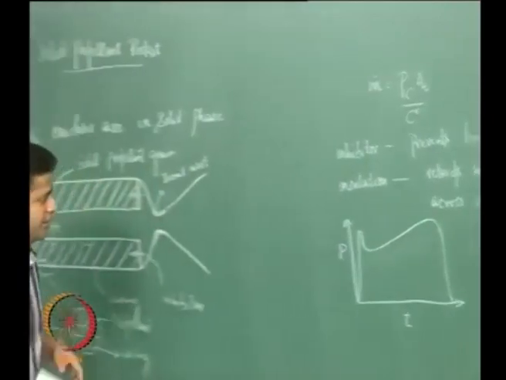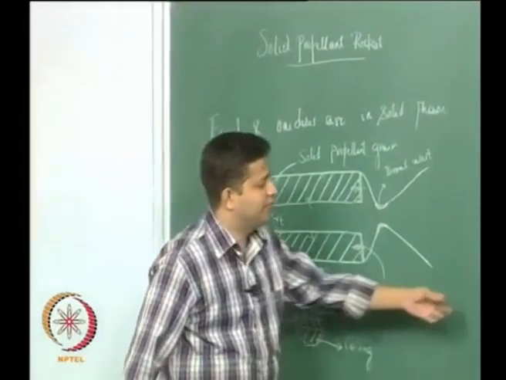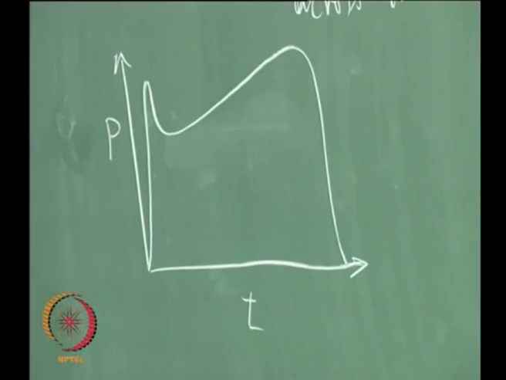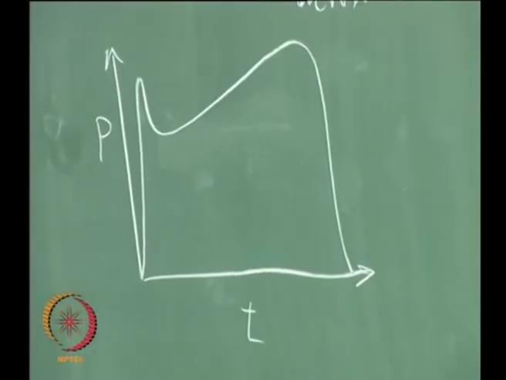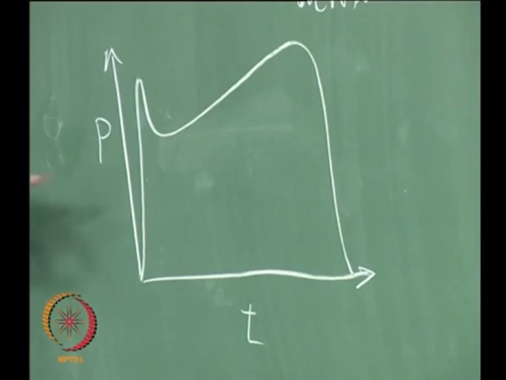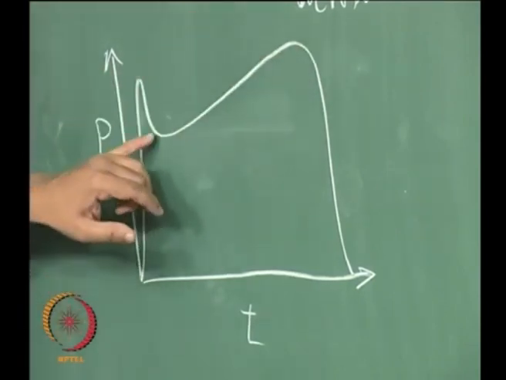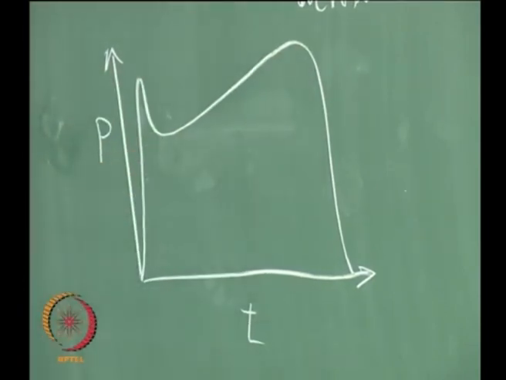This will be the pressure versus time plot for this kind of solid rocket motor. We will come to why it is increasing after it comes down to a certain value a little later.